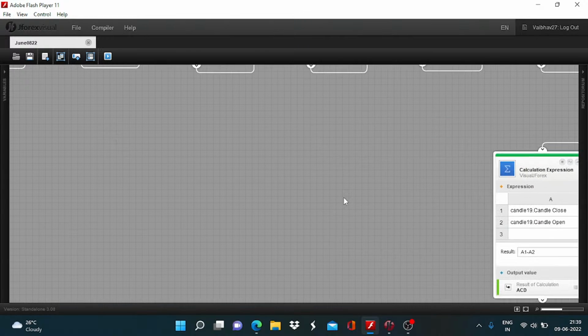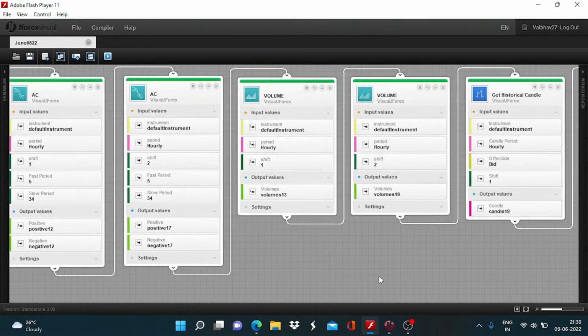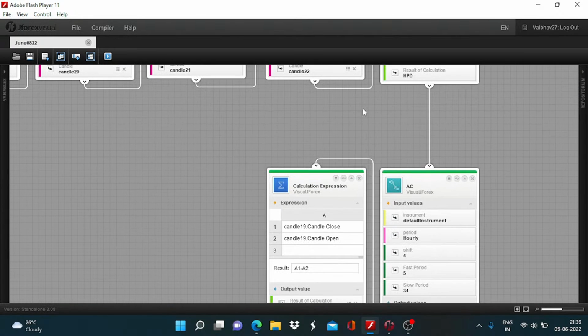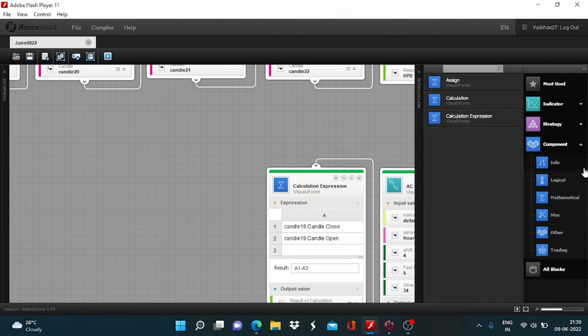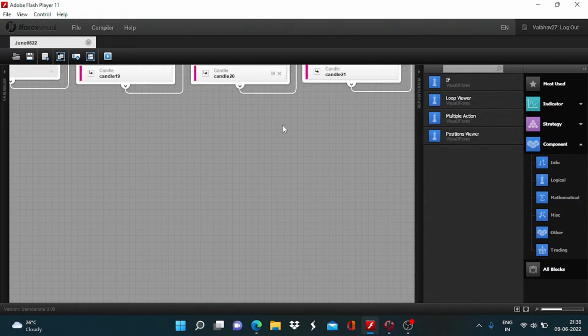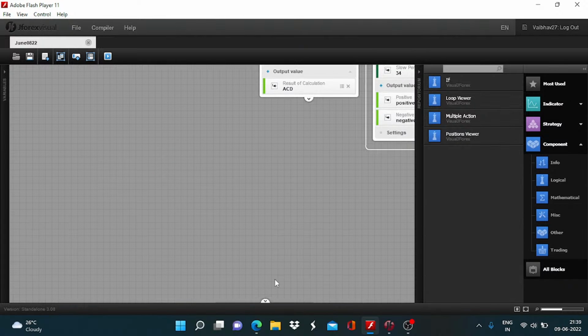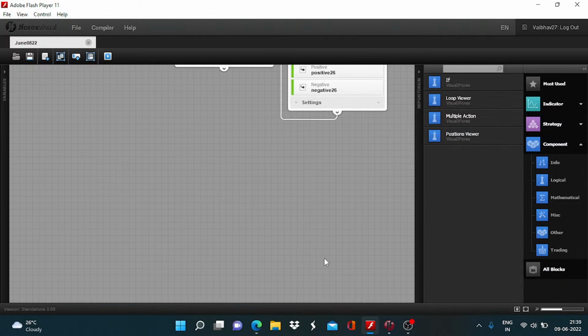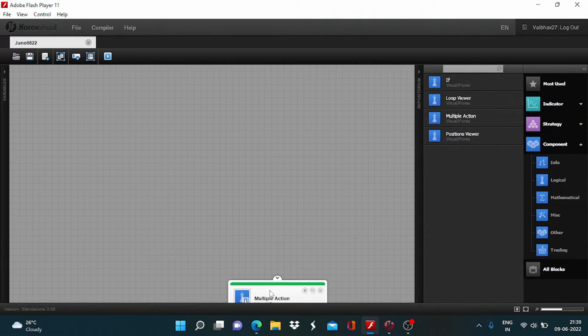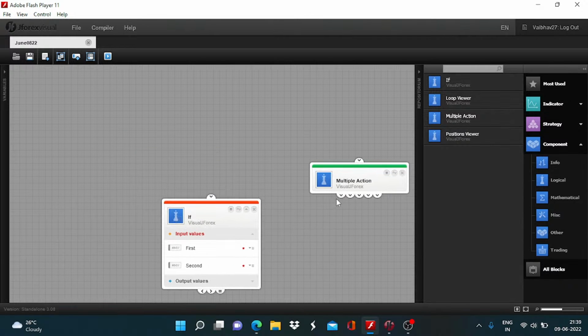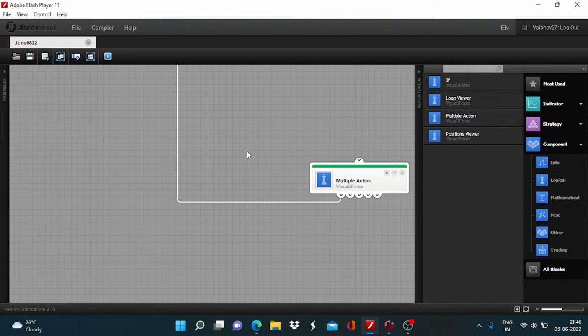Now coming to the defining of the conditions, we have to start with adding the if blocks. So I'm going to consider logical components here. Multiple action, we take it as the first logical block. I will leave some space in case we have to add more indicator or calculation blocks later on.